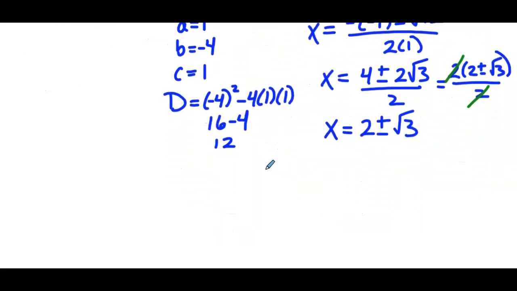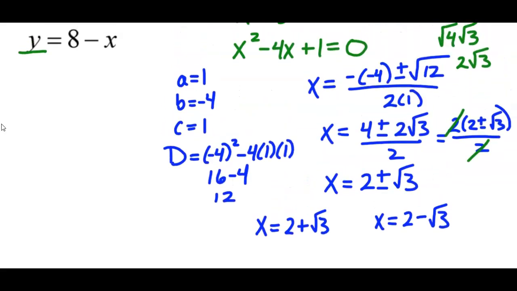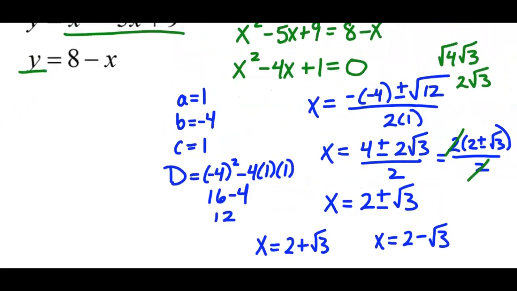Okay, so that means we have either x equals 2 plus the square root of 3 or x equals 2 minus the square root of 3. Now remember, we still have to find those y values. And y equals 8 minus x.